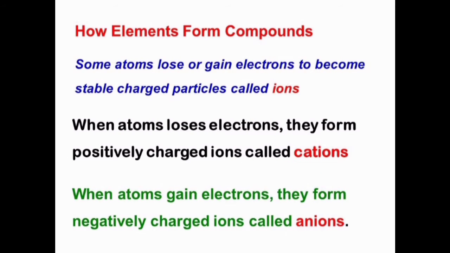How elements form compounds. Some atoms lose or gain electrons to become stable charged particles called ions. When atoms lose electrons, they form positively charged ions called cations. When atoms gain electrons, they form negatively charged ions called anions.